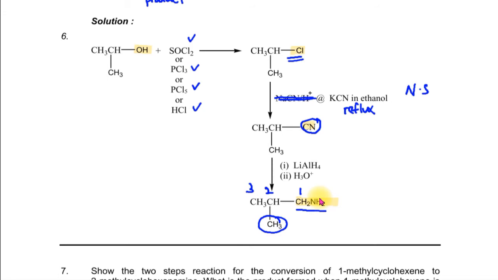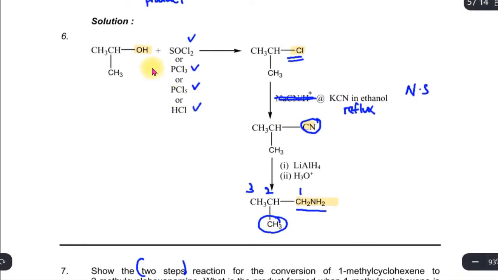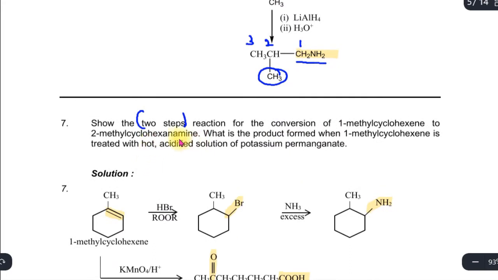Okay. So now kita sambung soalan 7. We continue question 7 again, synthesis. Show the two-step reaction. Okay, the question emphasizes on two-step. If the question didn't mention two-step, you can do 3-step, 4-step, no problem. But in this case, only 2 steps.